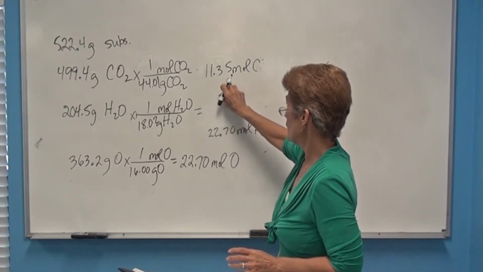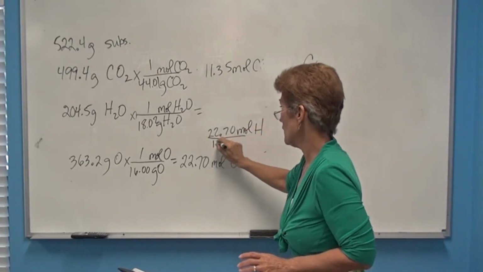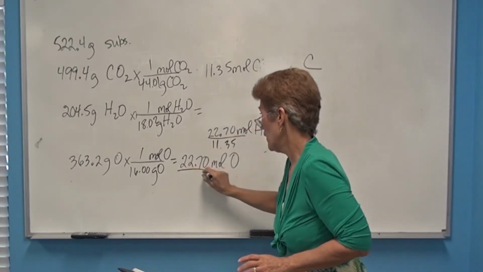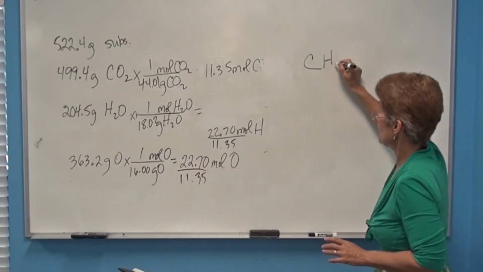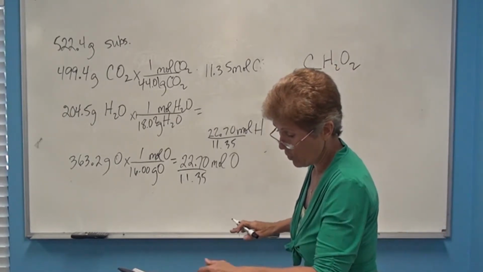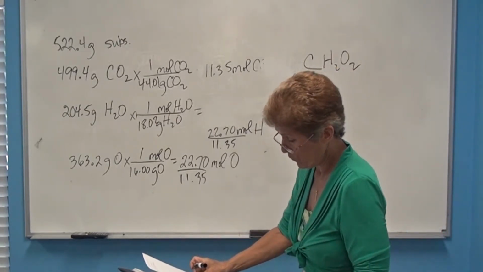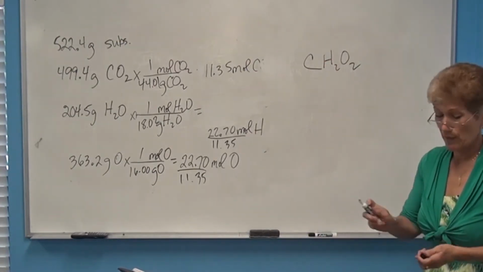This is the smallest number, so we're going to have 1 carbon, and I can look at this and tell you that if I divide these by this number, I'm going to have 2 of these and 2 of these, so it's going to be CH2O2. That would be the empirical formula for number 11. And that is how you would find it.